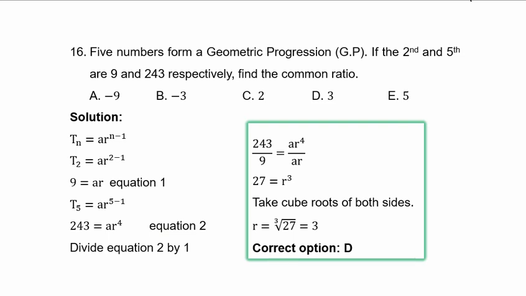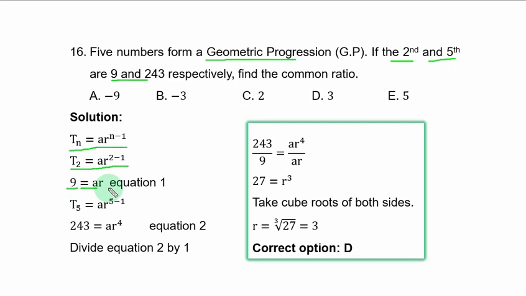Question 16. Find the common ratio if the 5 numbers form a geometric progression, GP, and the second and the fifth are 9 and 243 respectively. This is like one of the previous questions. You have the nth term. Now at the second term, n is 2, so you replace n with 2 in the nth term formula. The second term is 9, so 9 is equal to a r.